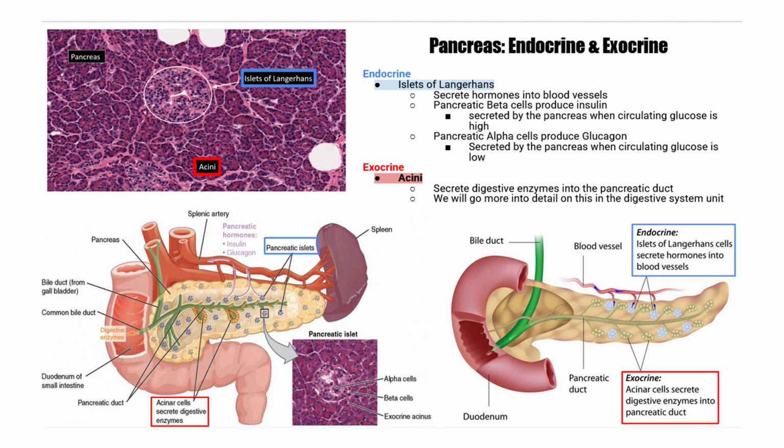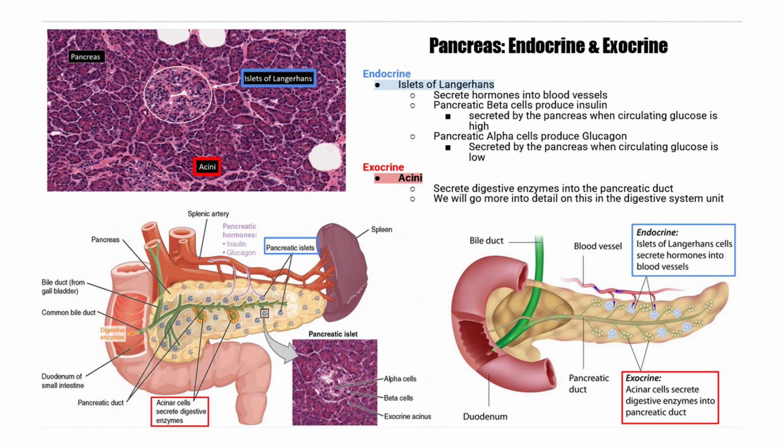So the pancreatic beta cells are going to be the ones that produce insulin, and it's going to be secreted by the pancreas when circulating glucose levels are higher, and then the pancreatic alpha cells are going to produce glucagon, and that is going to be secreted by the pancreas when circulating glucose levels are low.